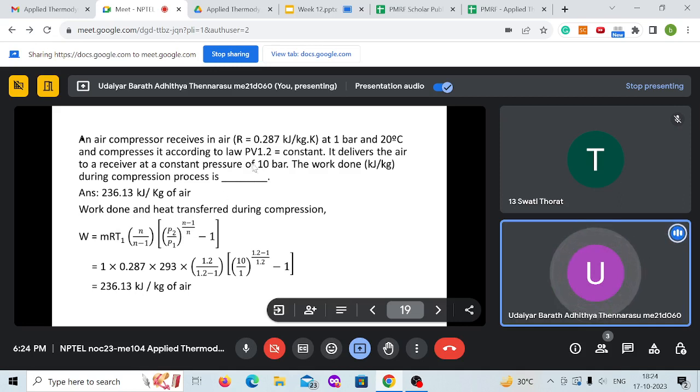So here n is 1.2, and per kg, so we substitute 1 into R, which is given as 0.287. Your inlet temperature is known, so 293 into n value substituting in, and pressure ratio substituting, we will get 236.13 kilojoule per kg of air. So this is the work done for compressing it from 1 bar to 10 bar.